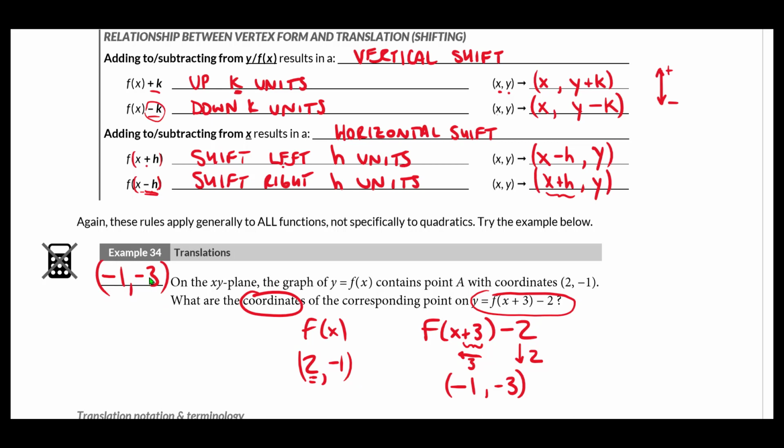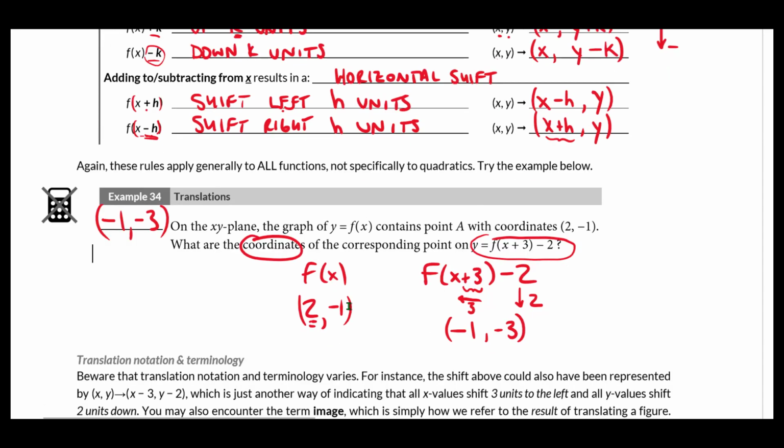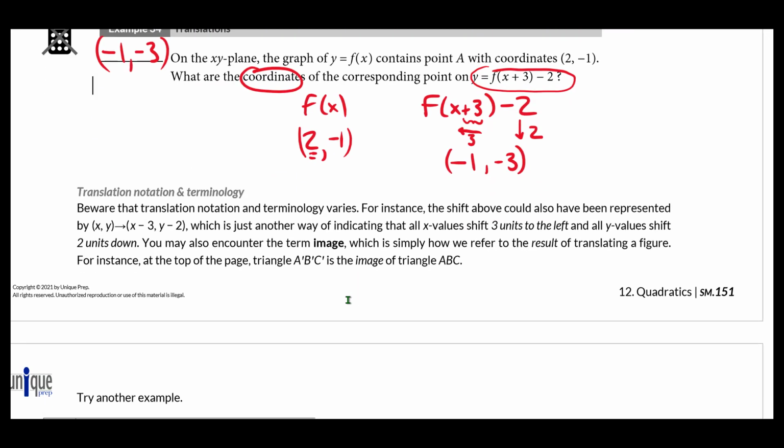Let's try another example. But before we get there, I just want to reiterate a point I've already made. You may see some terminology or notation on these questions that we've already gone over. You might see something like this: x, y, and then an arrow to x minus 3, y minus 2. All this means is that an xy point has shifted left 3 and down 2, which is actually exactly what happened here.